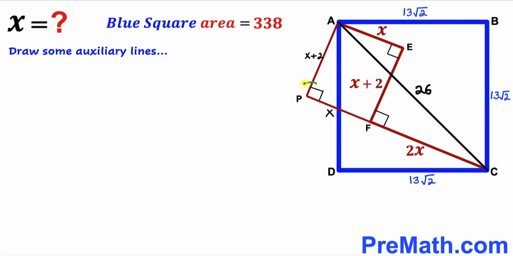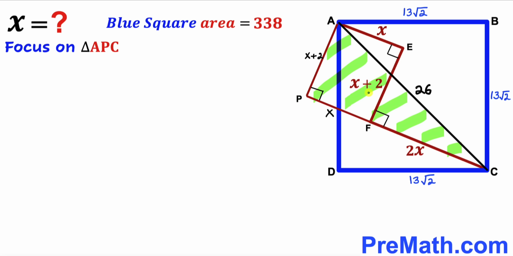And furthermore, this angle has got to be a 90 degrees angle. And now we are going to focus on this right triangle APC. And now let's make an observation. We can see this whole PC length is going to be 2x plus x, which gives us 3x. And we are going to apply the Pythagorean theorem on this triangle as well.